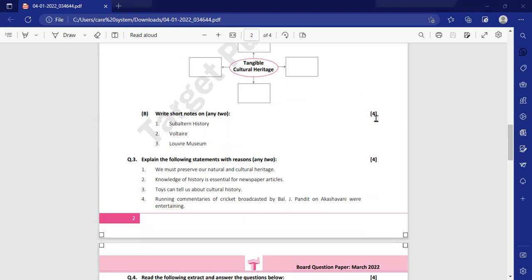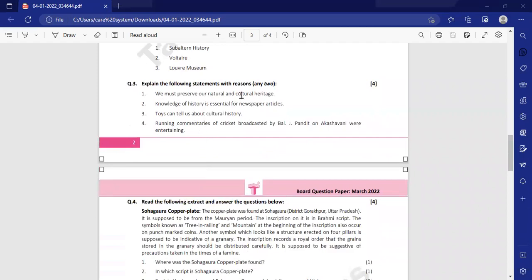Suppose 4 marks are there for 2 short notes, means one will be having 2 marks. 2 marks, 4 points are necessary, okay, for short notes. In short notes, paragraph wise you can write, and in question answers, point wise you should write. Explain the reasons also. Explain the following statement with reason also, you should write point wise, okay. After writing the answer, you should write, so we must preserve our natural and cultural heritage. So the knowledge of history is essential for newspaper articles. Okay. So whatever the question is given for reasons, that reasons should be written at the last by adding henceforth, by adding so, by adding in this way, thus, etc.